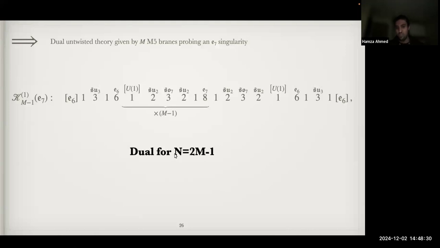And of course, when I say dual, I mean, at this point, I just matched the entire data that I talked about, the T-duality invariant data. But then we also constructed the geometries explicitly, which realized these theories as inequivalent elliptic fibrations, or genus-one fibrations.